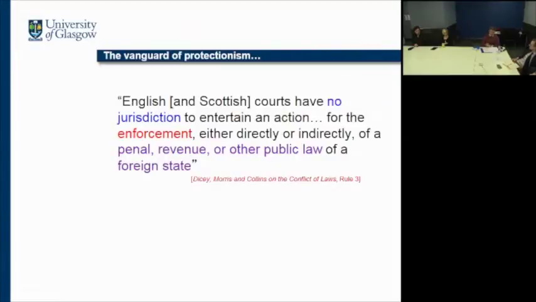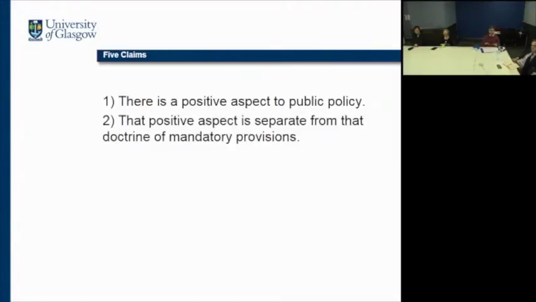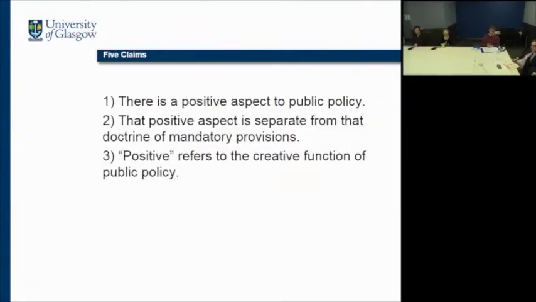And one of the aims of my thesis, which ties into the topic today, is to try and justify a policy-based exception to this. And this depends on the validity or otherwise of 5 claims in particular. The first claim is that there is a positive aspect to public policy. Second is that that doesn't just mean that there's a doctrine of mandatory provisions. Third, by positive, we really mean that public policy can be creative. It can create rights and duties where none existed as a matter of the applicable law itself.